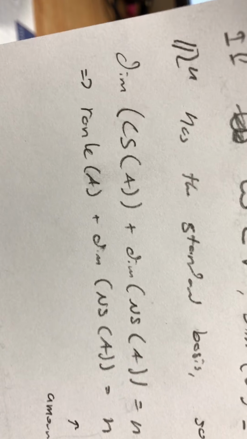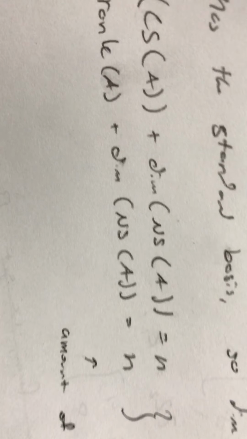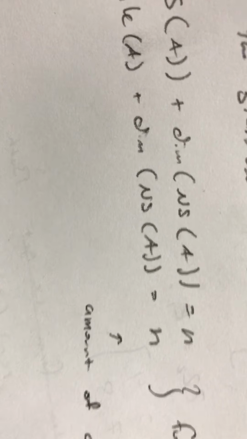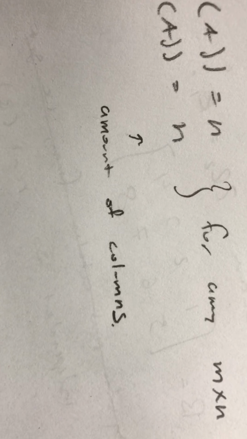And the dimension of the column space or the row space, the two are actually equal, plus the dimension of the null space is equal to n for any m by n matrix A. And this also holds true for square matrices. That means that the rank of A plus the dimension of the null space is equal to n, which is the number of columns. And this is what's known as the rank-nullity theorem.